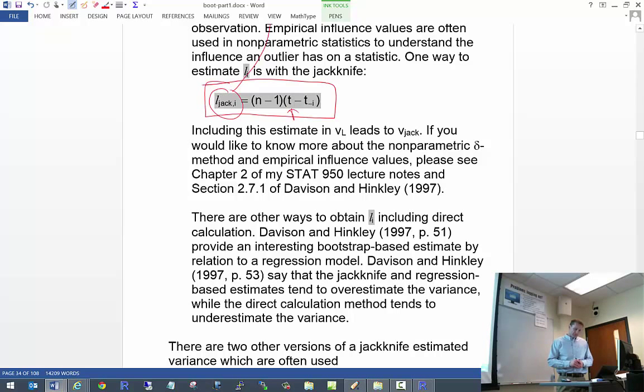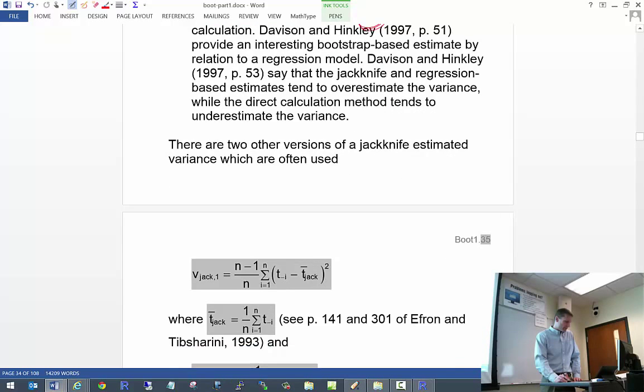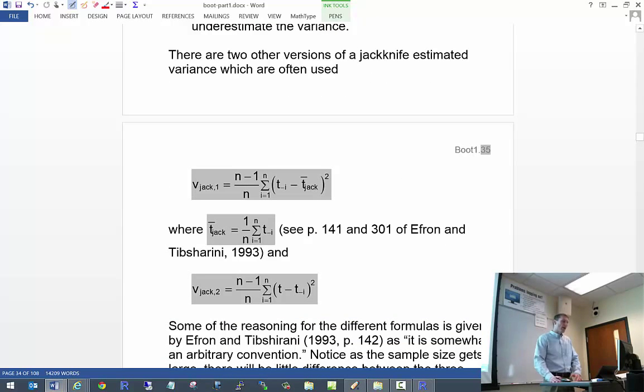Okay, there are actually other ways to estimate these empirical influence values other than from the Jackknife, and I just think it's kind of interesting. In fact, there's a really cool bootstrap way to do it. If you want to know more about it, take a look at Davison and Hinkley's book in my chapter 2 notes. Okay, so that's what we're going to use for VJAC.